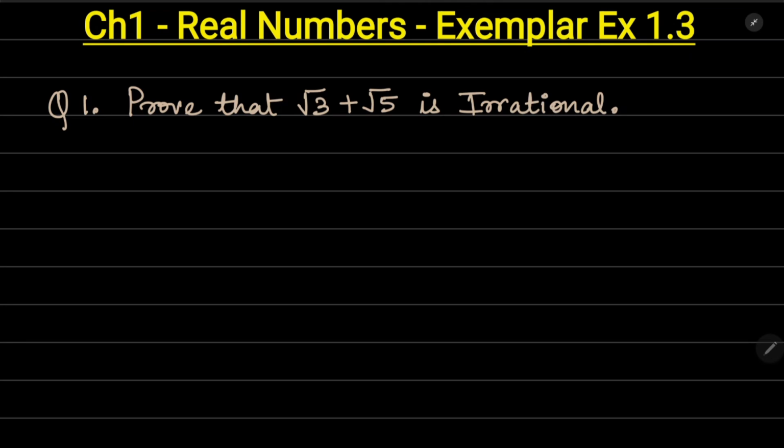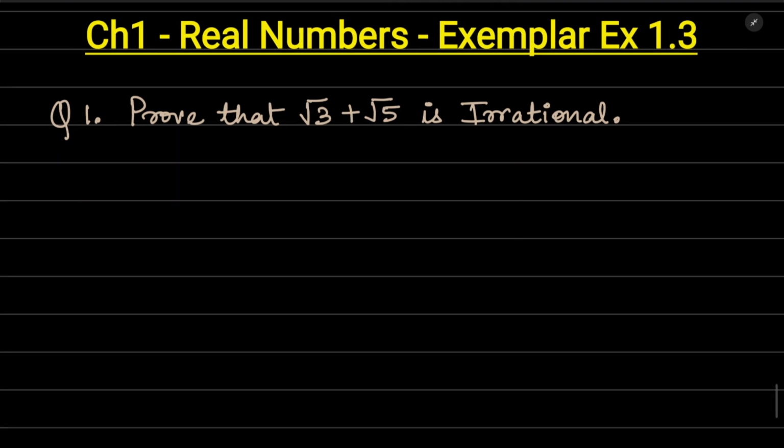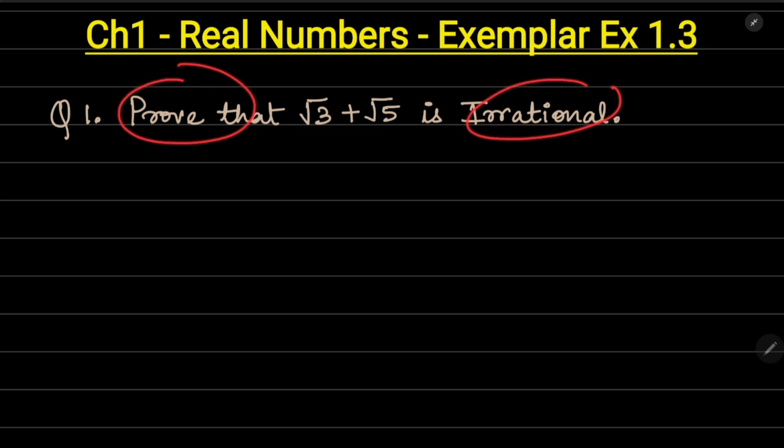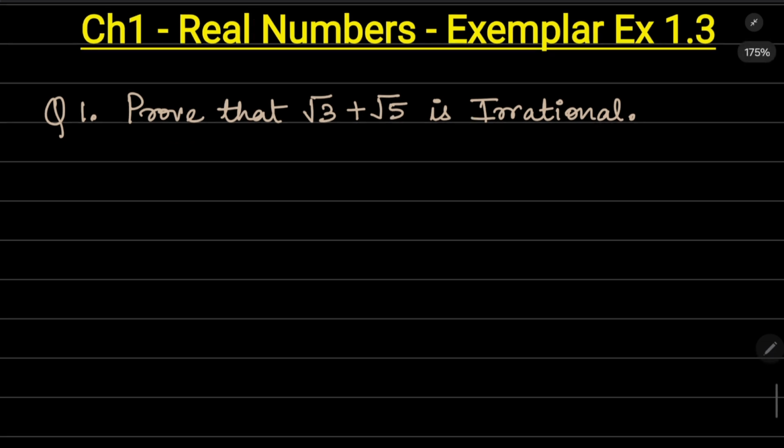In today's video, let us solve chapter 1, exercise 1.3 of NCERT Exemplar book. The very first question is, prove that root 3 plus root 5 is irrational. So whenever you have to prove irrationality, the method that we use is called the contradiction method.